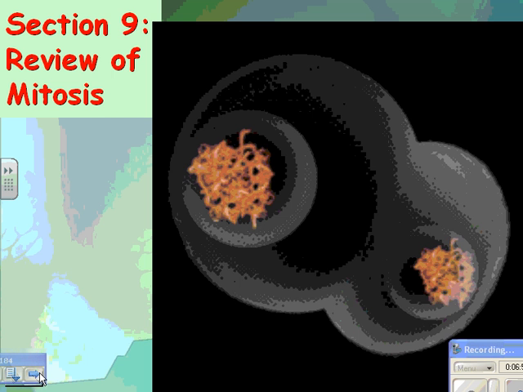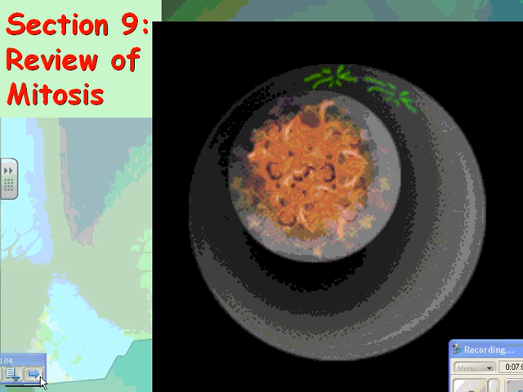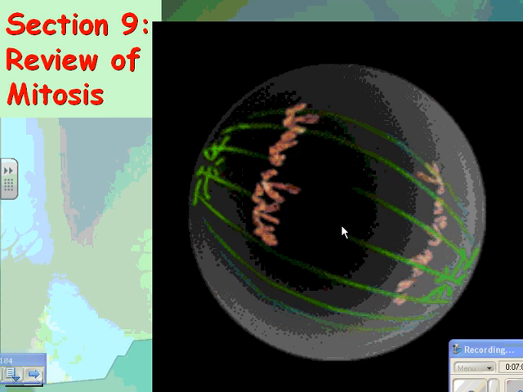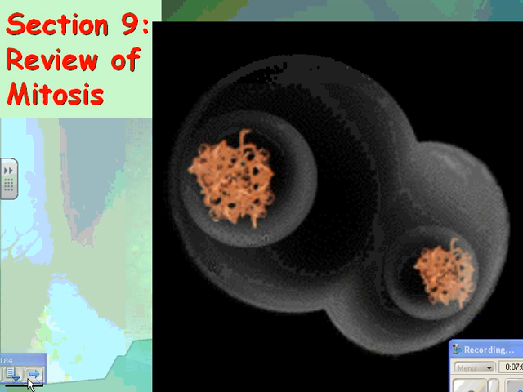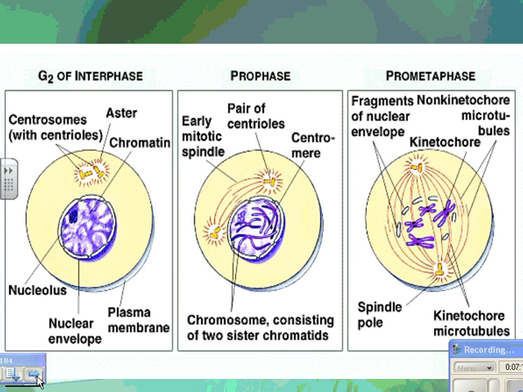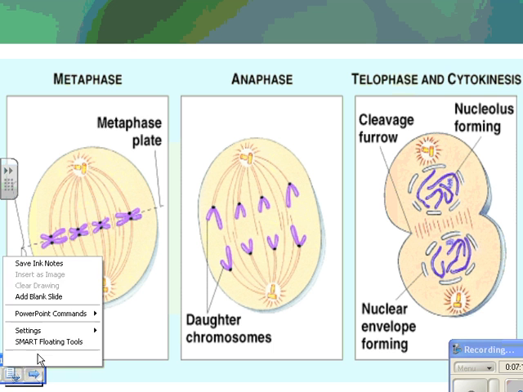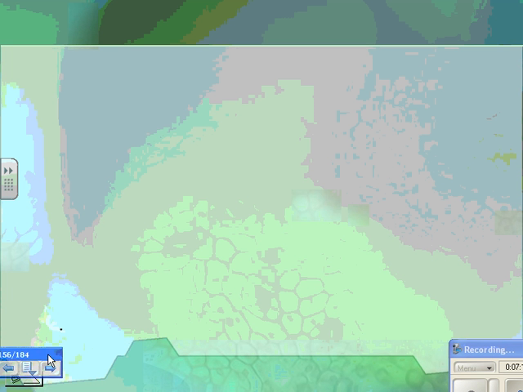So I don't know if this will show up on the screen capture, but review of mitosis: there's prophase, here's metaphase, here's anaphase. I'm not doing it fast enough. Telophase. Okay, so here's a review.